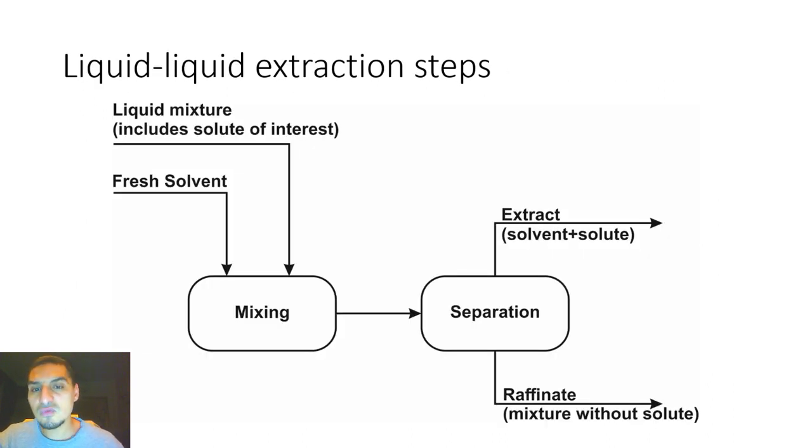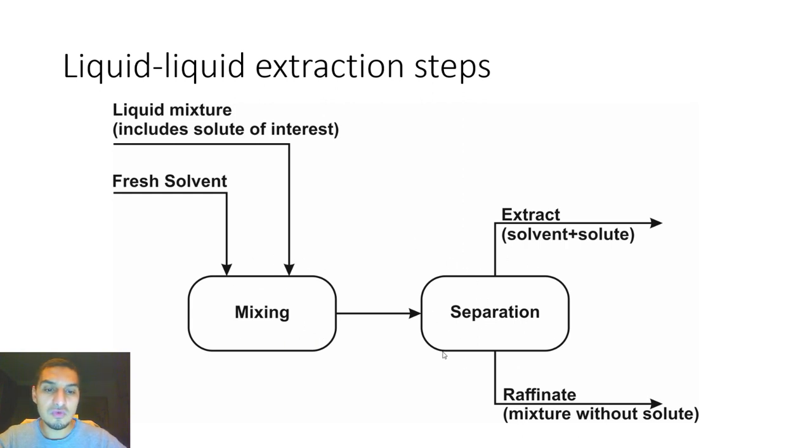So you go to the other option, which is the liquid extraction. And the liquid extraction goes in two steps. The first step is a mixing step, so you put your solvent with the mixture that includes the solute that you're interested in, and you do the mixing well enough to enable the mass transfer to take part. And in this case, you need to make sure that the mixing is good enough so that you get almost all the solute, if you can, from this liquid mixture to go to this solvent.